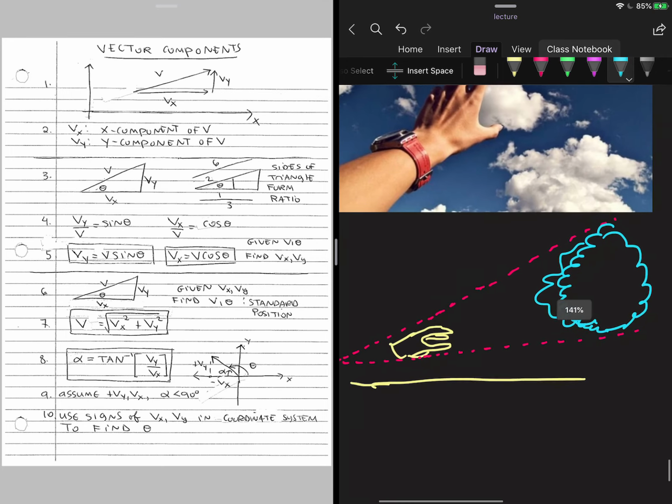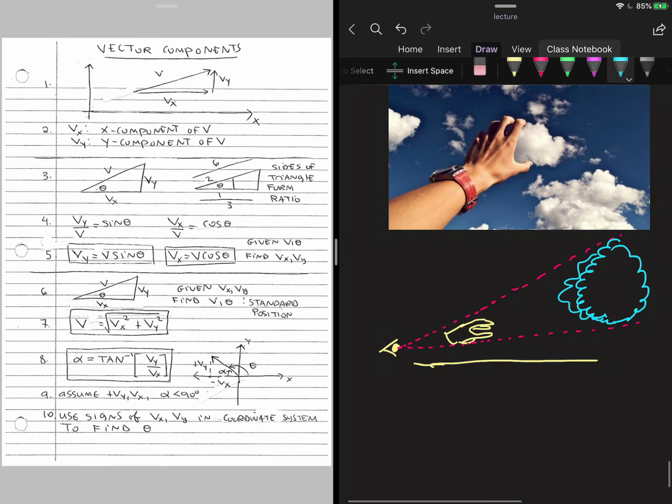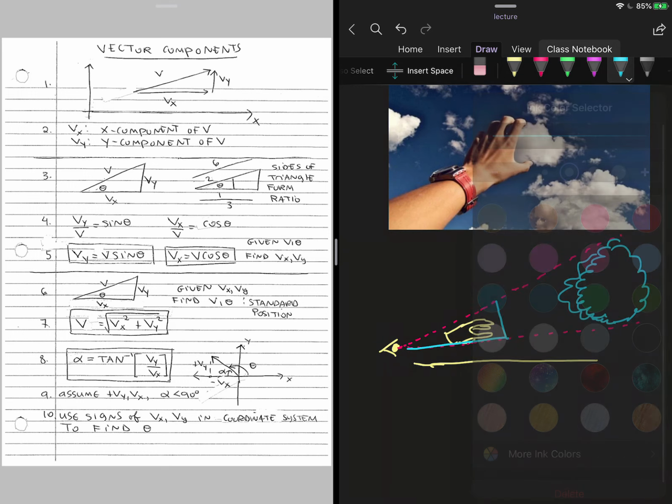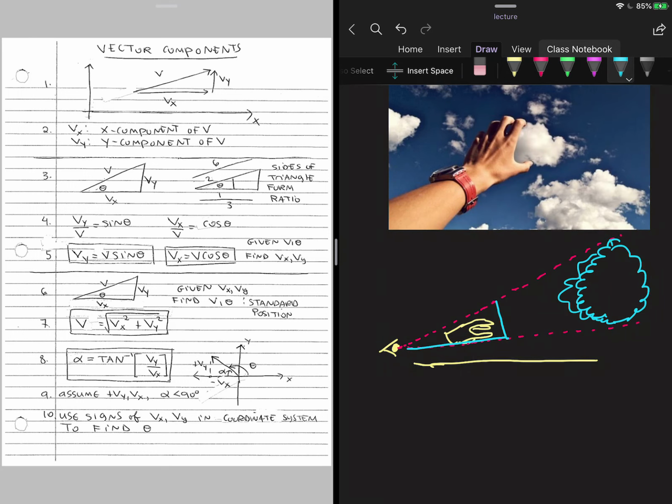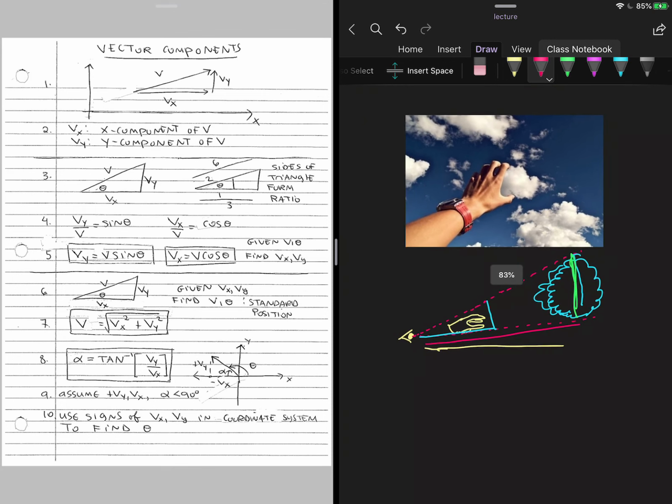Because of that, it appears to your eye that the size of your hand is the same as the size of the cloud. But what's really the same is not the size, but the ratio of the height of your hand to, for example, the bottom of this triangle here. For the cloud, the ratio of the height of the cloud to the bottom of this triangle here is the same. So we're going to use ratios when we discuss the triangular parts of a vector.